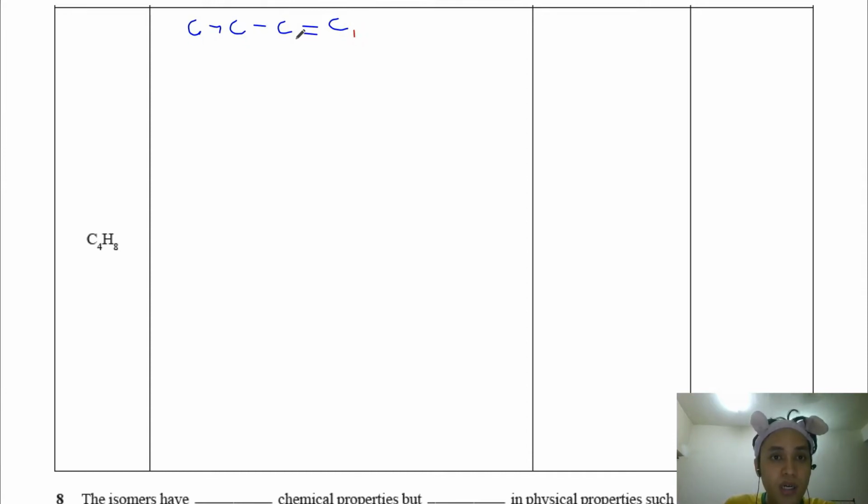Okay, this is carbon 1, 2, 3, 4. Remember, double bond must always get the lowest number. Right? So this one, the name will be 1 butene.